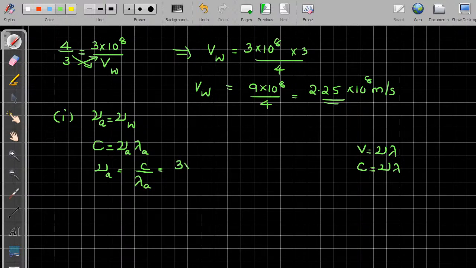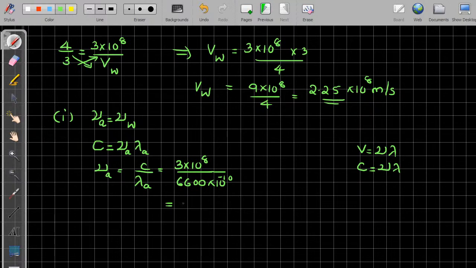Now what is the value of c? 3 into 10 raised to 8 meter per second. What is the wavelength of light given in air? That is already given, 6600 Angstrom units. So you have to convert that into meters. So it will be 10 raised to minus 10 that will be coming. Okay. Now if you numerically solve this, you manipulate this expression.